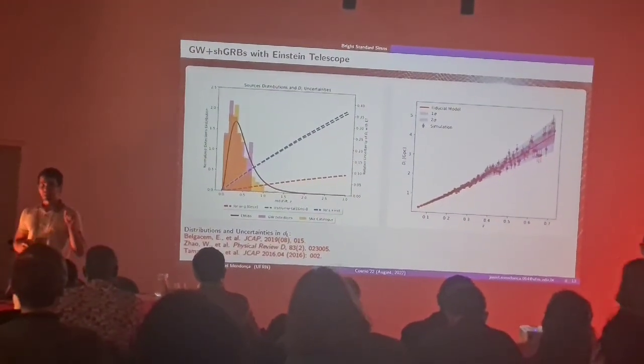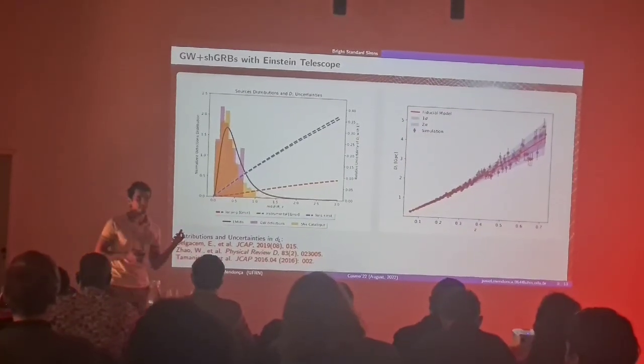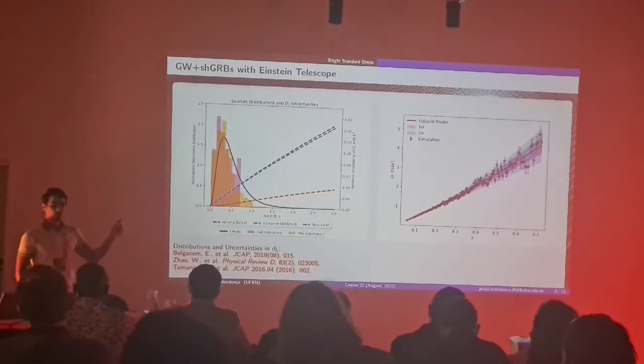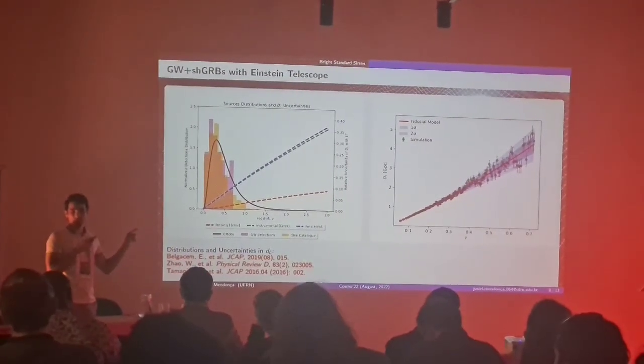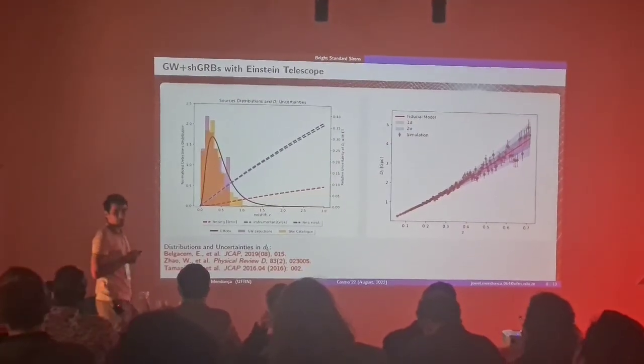The point is that if we have a source with an electromagnetic counterpart, we can use this electromagnetic counterpart to identify the host galaxy and consequently use the redshift of that galaxy and perform a relation with the luminosity distance. Okay? We don't have this with dark sirens.